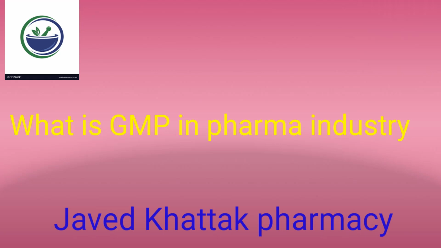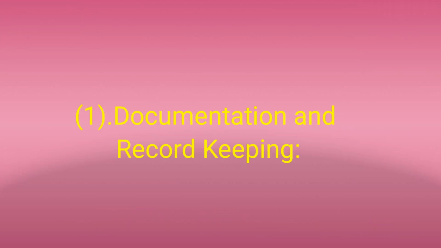Key elements of GMP in the pharmaceutical industry are as under. Number 1, documentation and record keeping. Detailed documentation of all processes, procedures, and activities related to the manufacturing of pharmaceuticals is essential. This helps in traceability, accountability, and the ability to investigate any deviations.